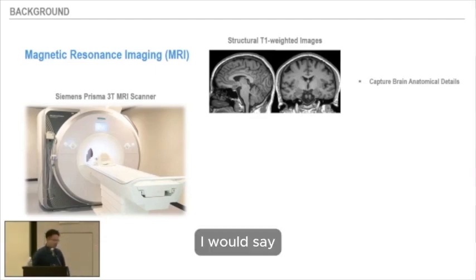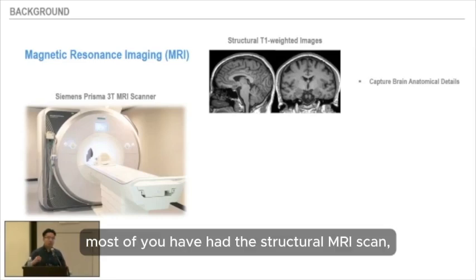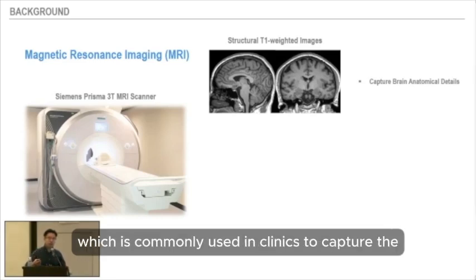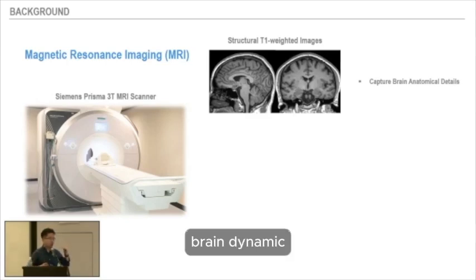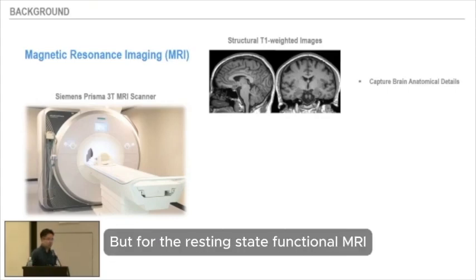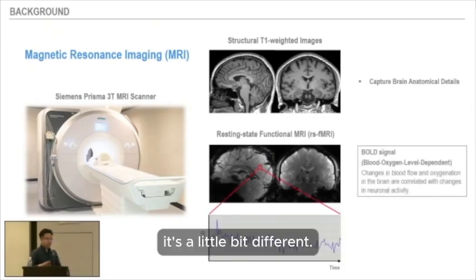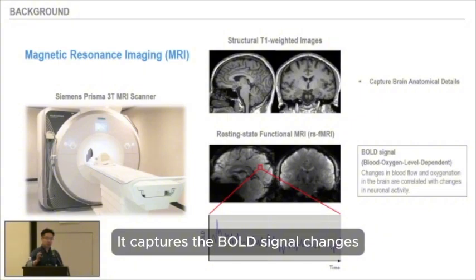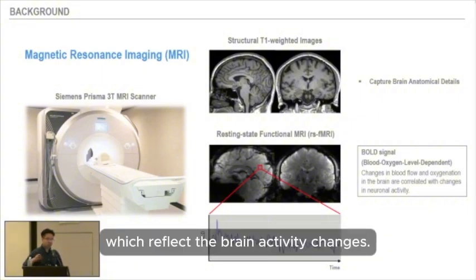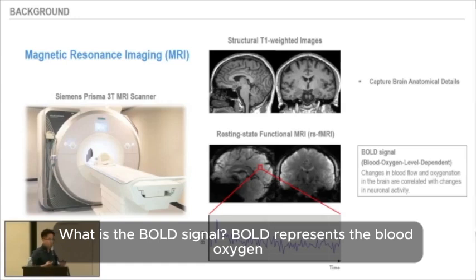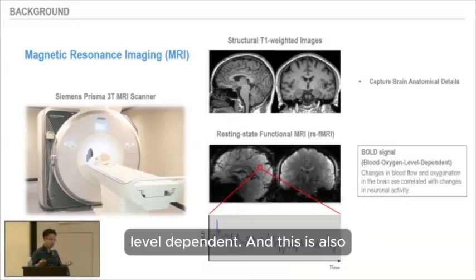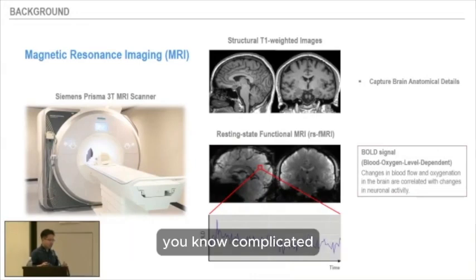So I would say most of you have had the structural MRI scan, which is commonly used in clinics to capture the brain's structures. But the resting state functional MRI is a little bit different. It captures the BOLD signal changes, which reflect the brain activity changes. What is the BOLD signal? BOLD represents the blood oxygen level dependent signal. And this is also complicated.